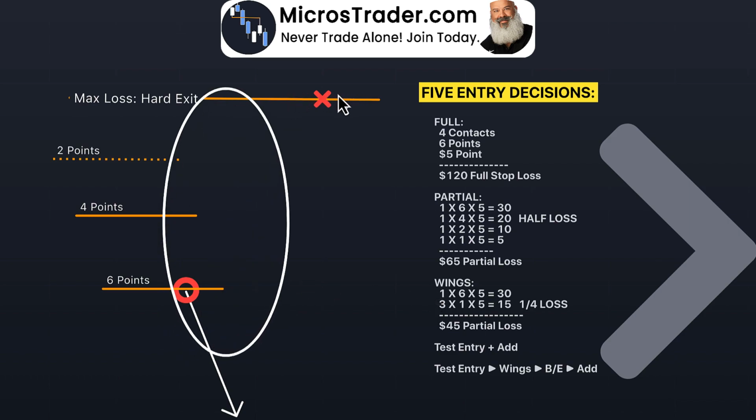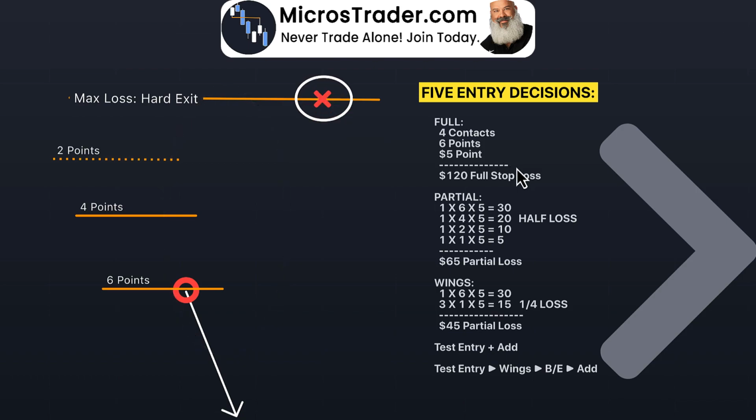Sorry, I should have used an arrow. Rips through and hits your stop loss. Well, that's 4 contracts at 6 points at $5 a point. We're using MES here. That's $120 full stop loss. That's the amount you've decided max. I can take that. No big deal.